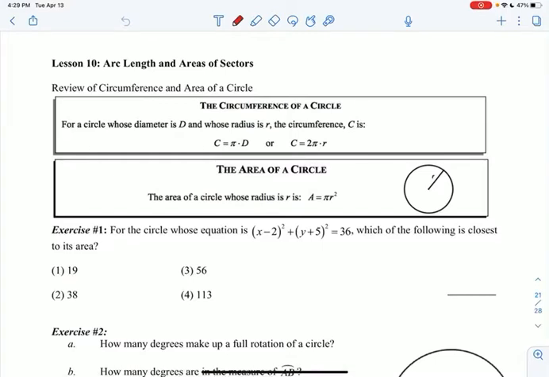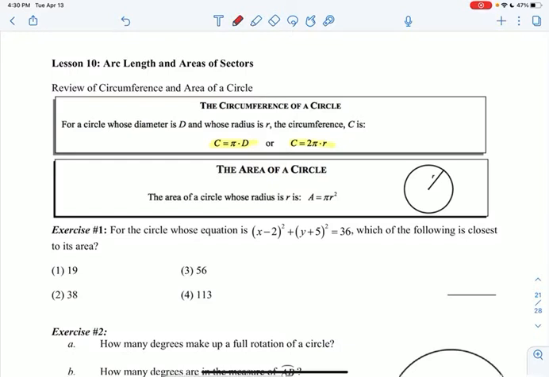Hi, geometry classes. This is lesson 10 in circles, arc length and area of sectors. So first we need to just review circumference and area of a circle. The circumference of a circle, there are two different formulas we can use. Circumference is either pi times d, where d is the diameter, or circumference is 2 pi r.